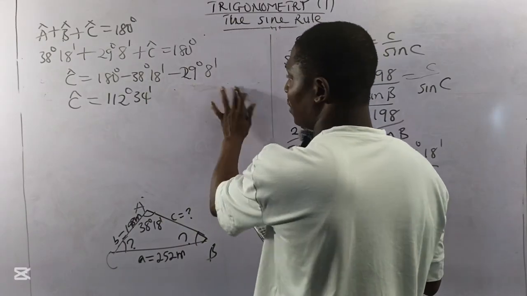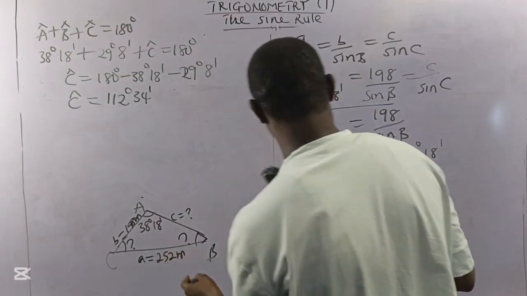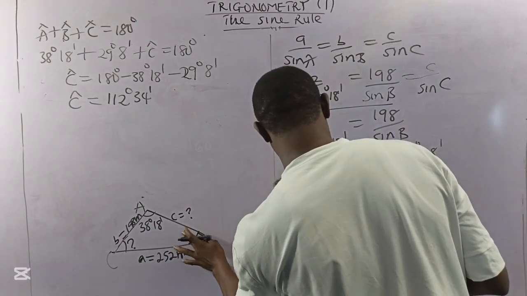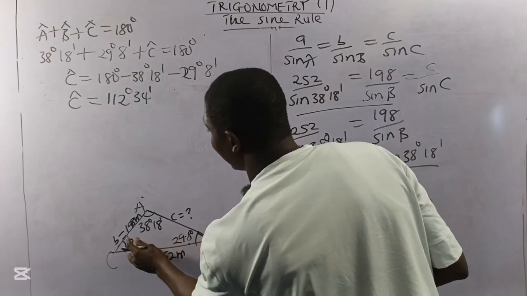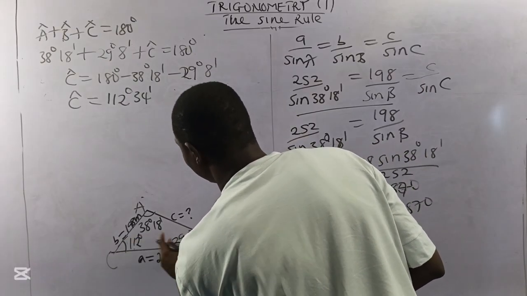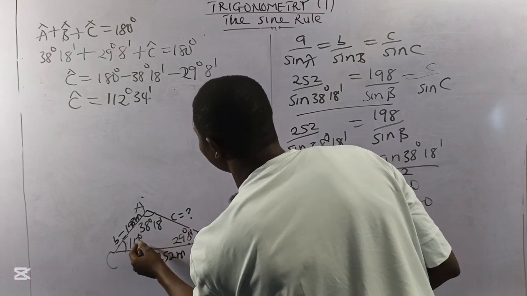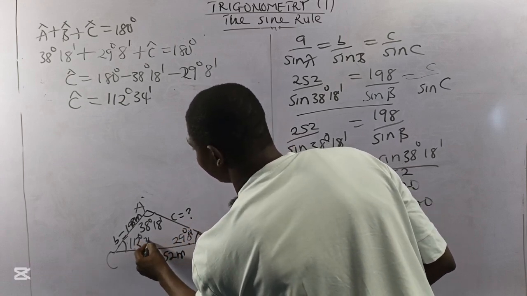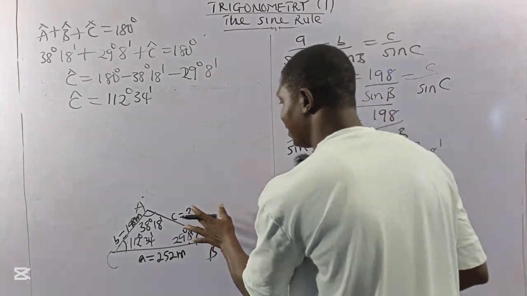So we're given in degrees minutes, so we end in degrees minutes. And now, where's our B? Our B is this. We've already gotten it, so I can put it here: 29 degrees 8 minutes. And my C, which we just got, is 112 degrees 34 minutes. Now, what is left? My side C.